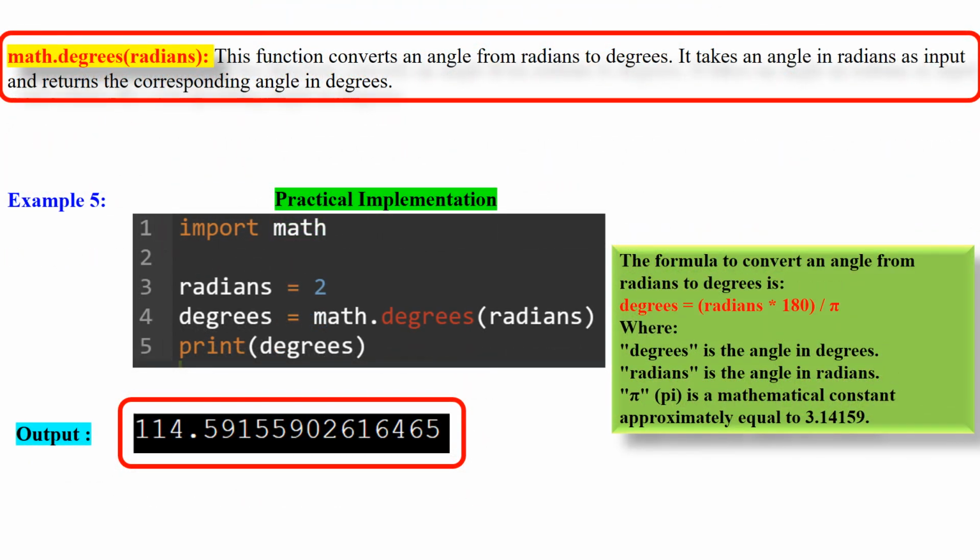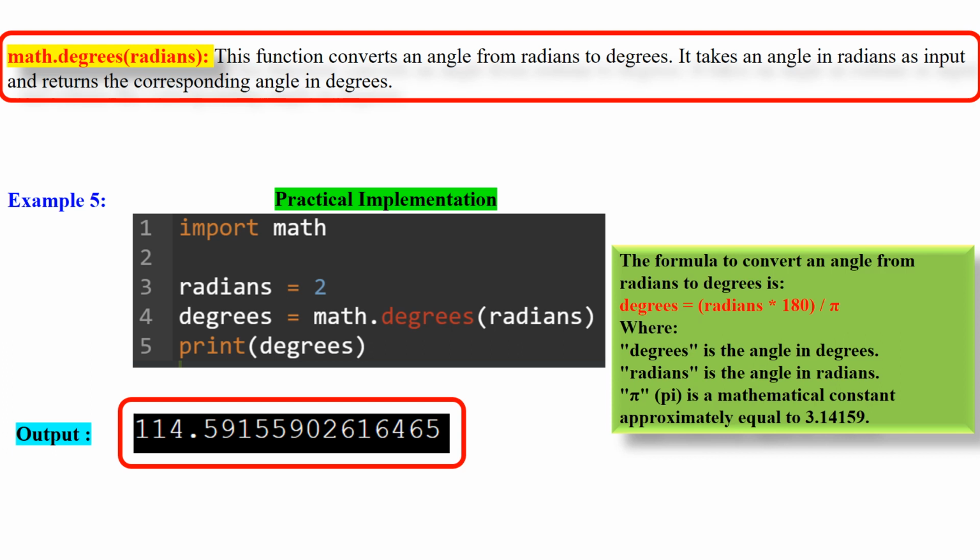math.degrees of radians. This function converts an angle from radians to degrees. It takes an angle in radians as input and returns the corresponding angle in degrees. The formula to convert an angle from radians to degrees for mathematical calculations is given on the right side of the screen for your reference. Now look at example 5.